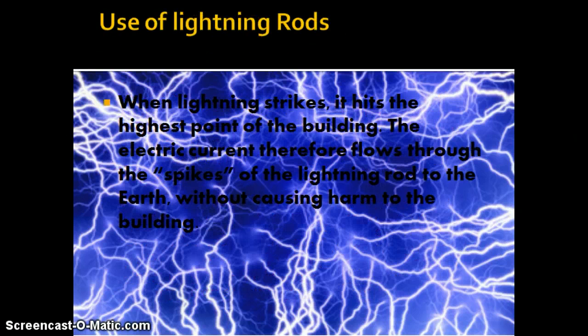The last use: when lightning strikes, it hits the highest point of the building. The electric current therefore flows through the spikes of the lightning rod to the earth, without causing harm to the building.